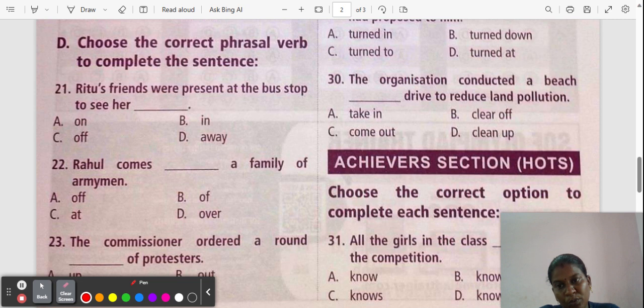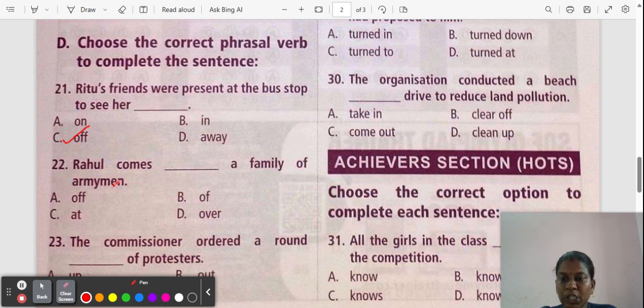Question number 21. Ritu's friends were present at the bus stop to see her dash. Option A on, option B in, option C off, option D away. Ritu's friends were present at the bus stop to see her off. Off gives the idea of leaving. So option C off is the correct answer.